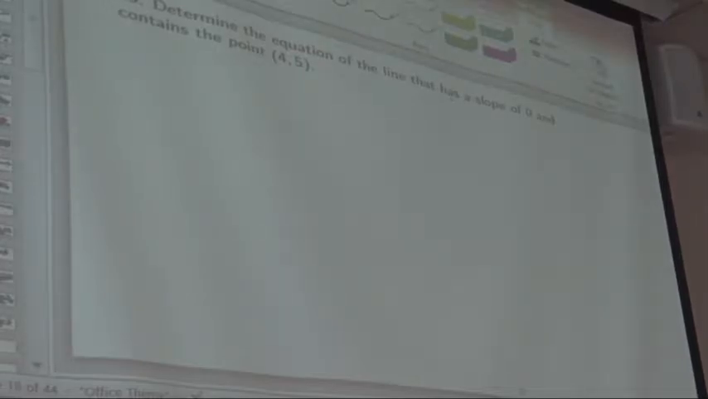And we're going to find the equation with the slope 0. What do you mean the slope is 0? And it contains 4 and 5. So let's draw. The meaning of the slope is 0. We have 4, 5 right here. 4, 5. And the slope is 0.